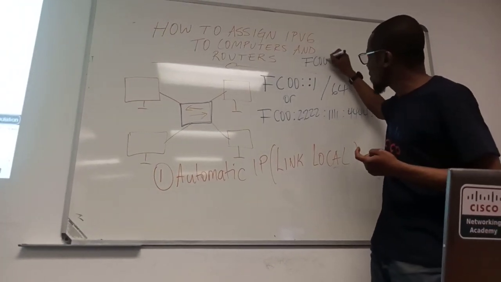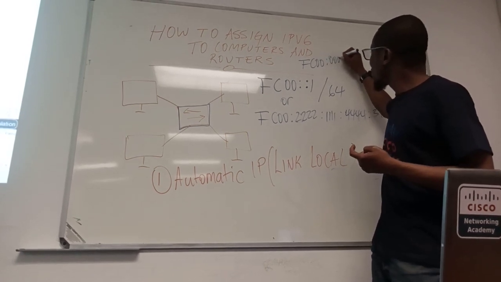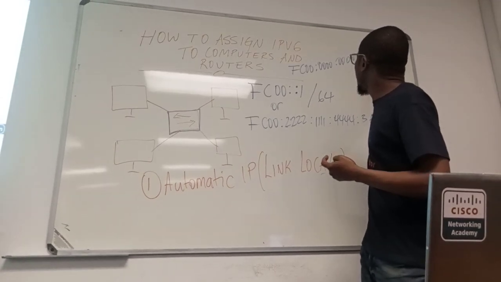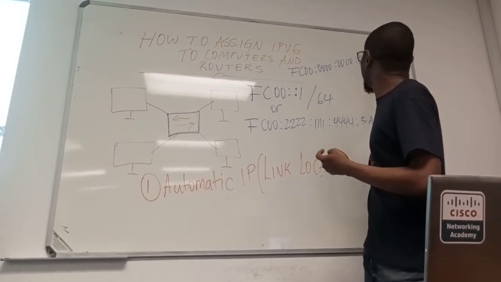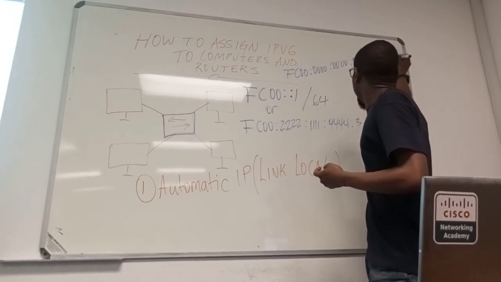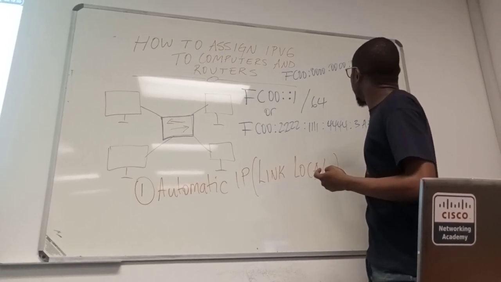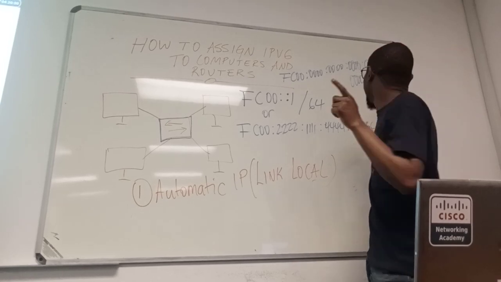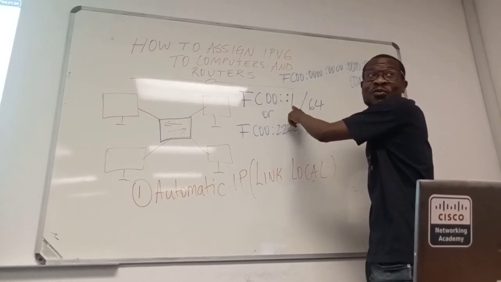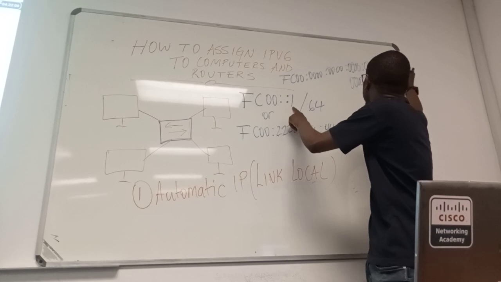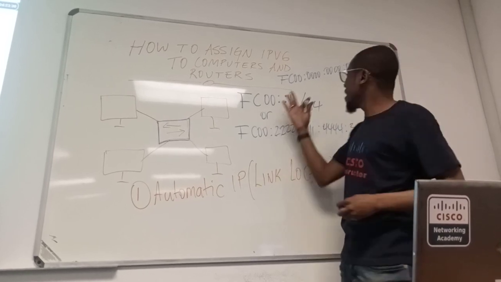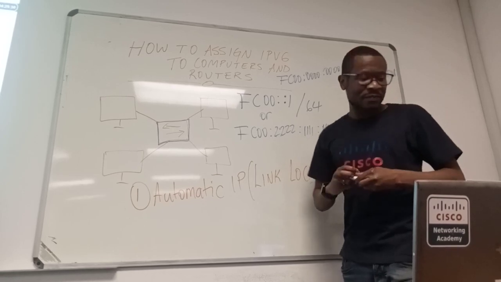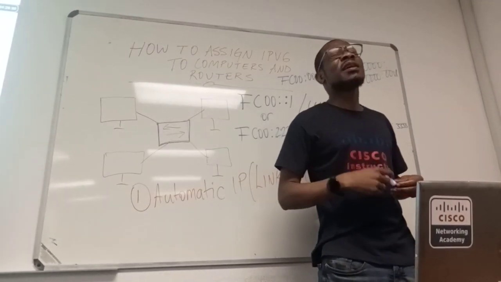It's FC00 0000 0000 0000. How many? 1, 2, 3, 4, 5, 6, 7. Now the last one is what? 1. You can say 001. This is the meaning of this one. But shortly, just write it like this. Right? Now we are going to, yeah.